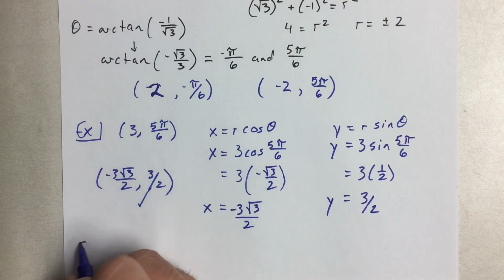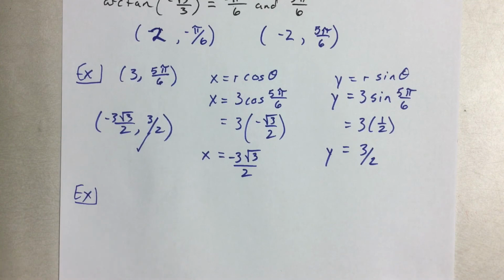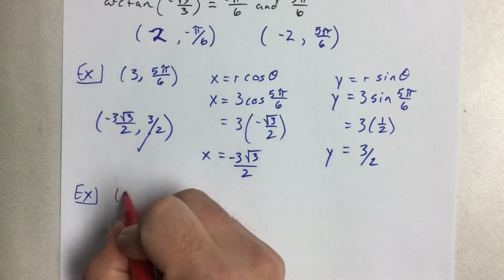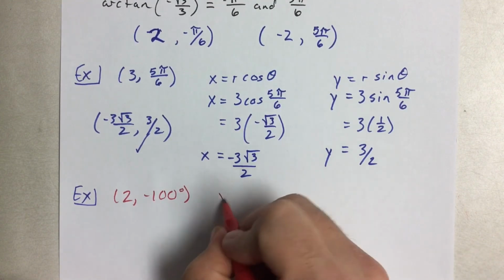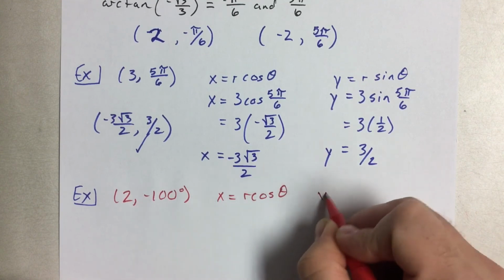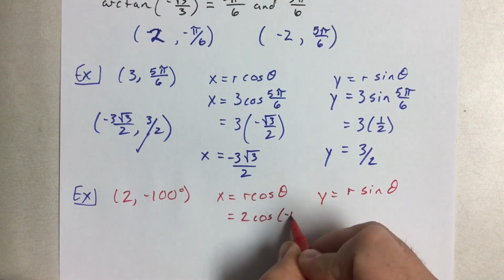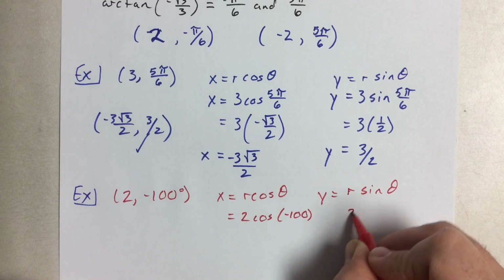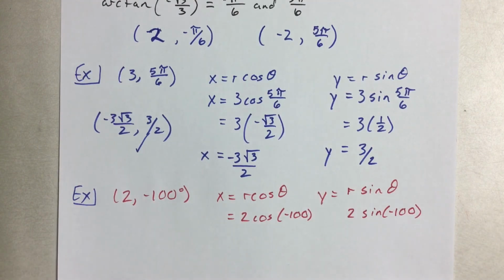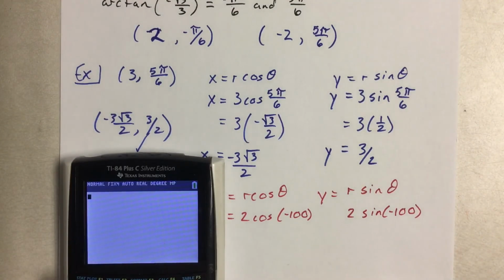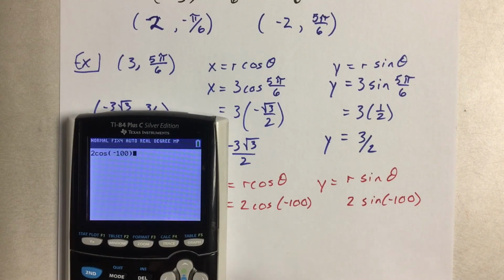Last one. Let's say we have, because we're not always going to have an angle measure in radians or even an angle measure we know along the unit circle, say, 2 comma negative 100, and it says negative 100 degrees, by the way. Same conversions. So that would be 2 times cosine of negative 100, and then 2 times sine of negative 100. Because these do not lie on a unit circle, we will need to use a graphing device to do this for us.